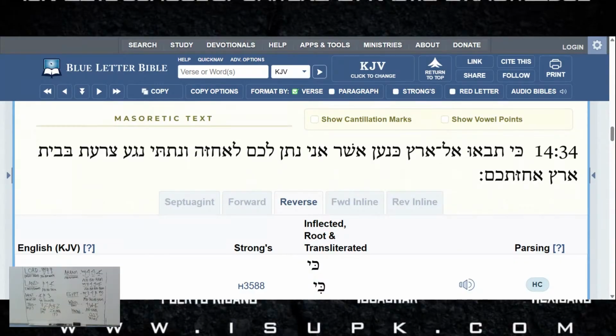So Leviticus 14 and 34. Oh, we forgot one word, so it's 2 words that we're gonna put up on the board at the end. That's the word came or enter into. And the other word is Canaan, right?